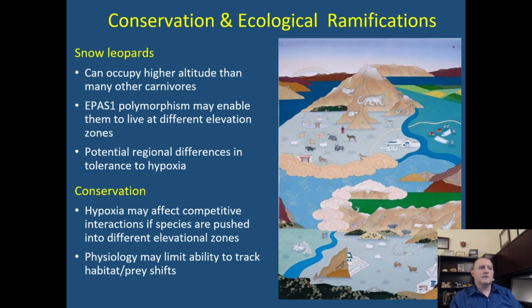Well, first of all, you have to think that hypoxia is going to impact the competition between different species and different carnivores, right? So presumably, in a certain elevational zone, the species that are better able to tolerate that low level of oxygen are going to do better. They might outcompete. Now, another important consequence is that if we have elevational changes in the habitat distribution or prey distribution, the amount that snow leopards can track these changes is going to depend on their physiological limitations, right? And so understanding how these alleles are enabling them to live at different elevational zones is important in modeling the potential response.